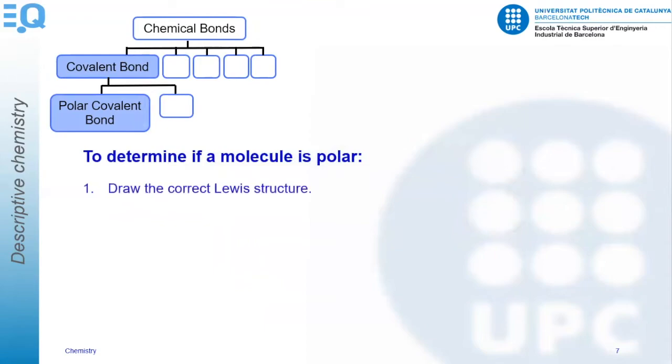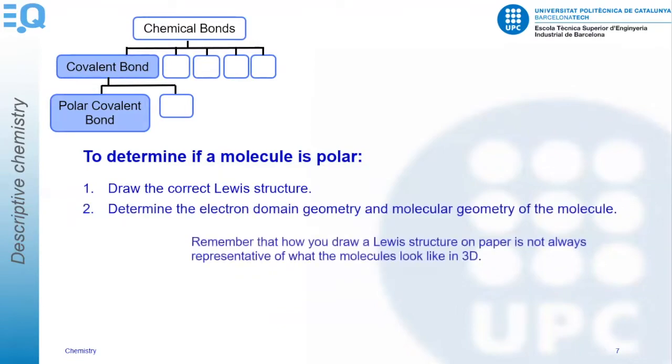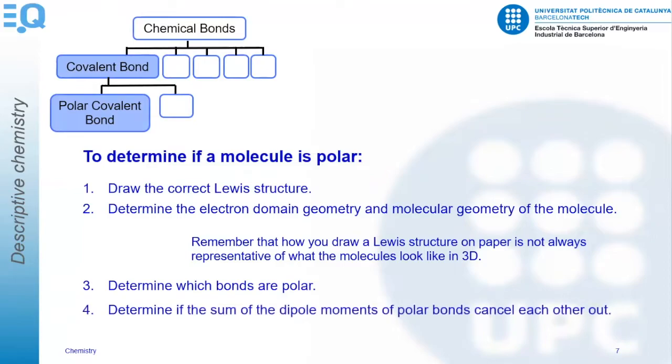To determine if a molecule is polar, we have to follow several steps. Number 1, we have to draw the correct Lewis structure. 2, we have to determine the electron domain geometry and molecular geometry of the molecule. Remember, how you might draw the Lewis structure on paper is not always representative of how that molecule looks in 3D or in the actual life. Number 3, determine which bonds are polar. And 4, lastly, is to determine if the sum of the dipole moments of polar bonds cancels each other out.